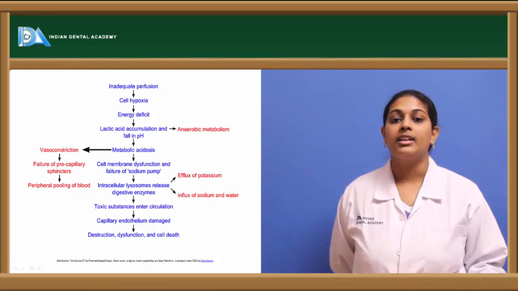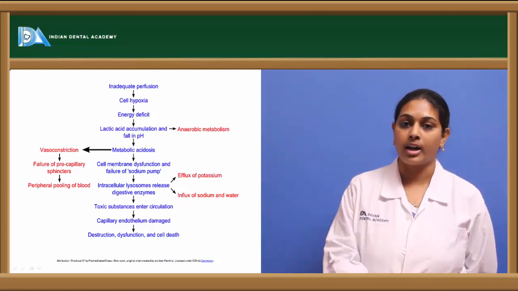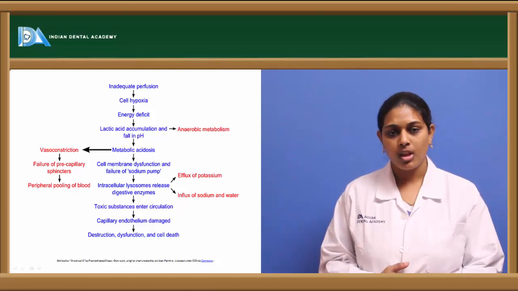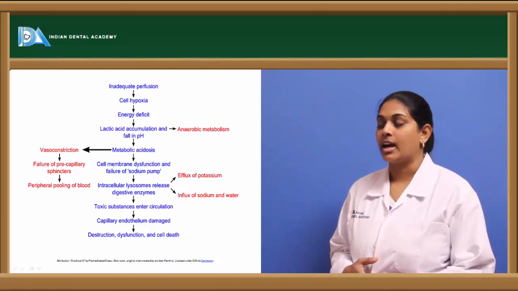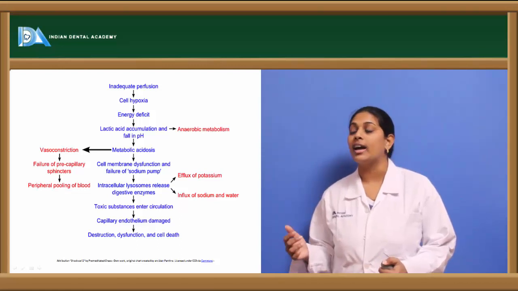Once these precapillary sphincters are affected, there is no more flowing of the blood, no more circulation of the blood; rather, there is pooling of the blood. That is, the blood remains stagnant in one condition. It pools up and does not circulate into any other form. So this is what happens because of metabolic acidosis.